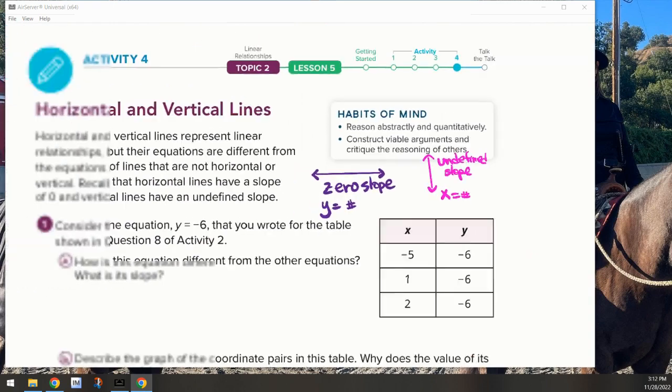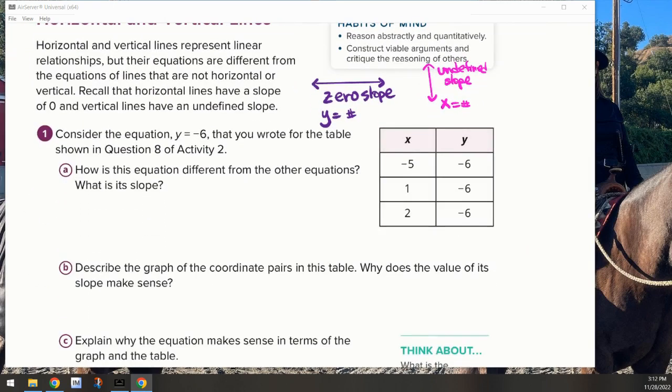So let's look at this. It says horizontal and vertical lines represent relationships, but their equations are different from the equations of the lines that are not horizontal or vertical. Okay? So, consider the equation y equals negative 6 that you wrote for the table shown in equation 8, activity 2. This one right here. How is the equation different from the other equations?